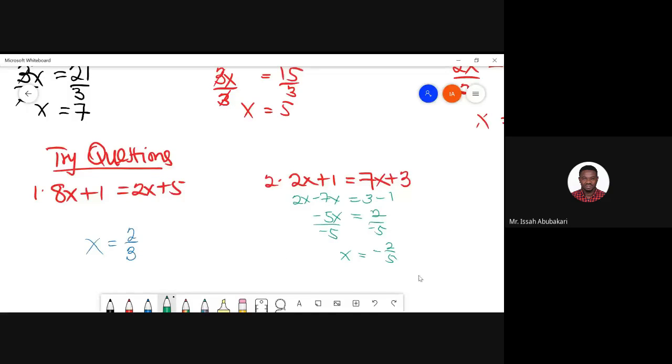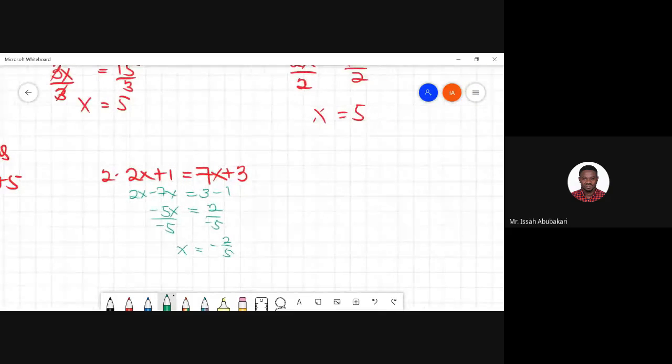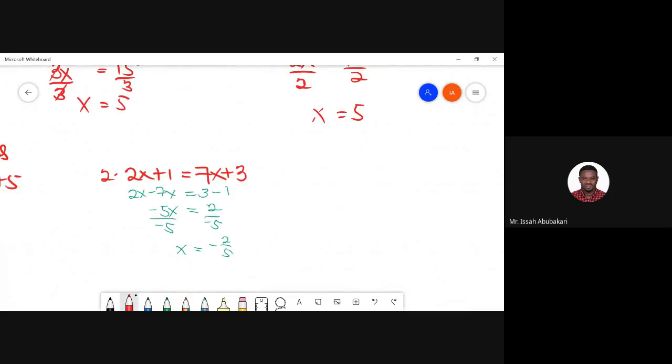All right. Last one, let's say question 3. When we have minus x plus 24 is equal to minus 3x minus 20. All right. Nacha, please, I want to see your answer.